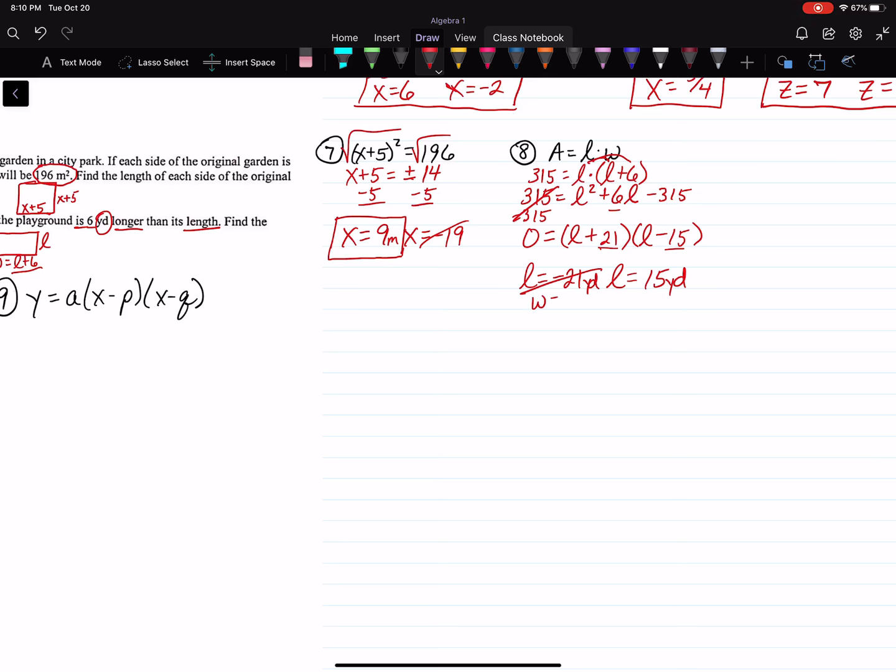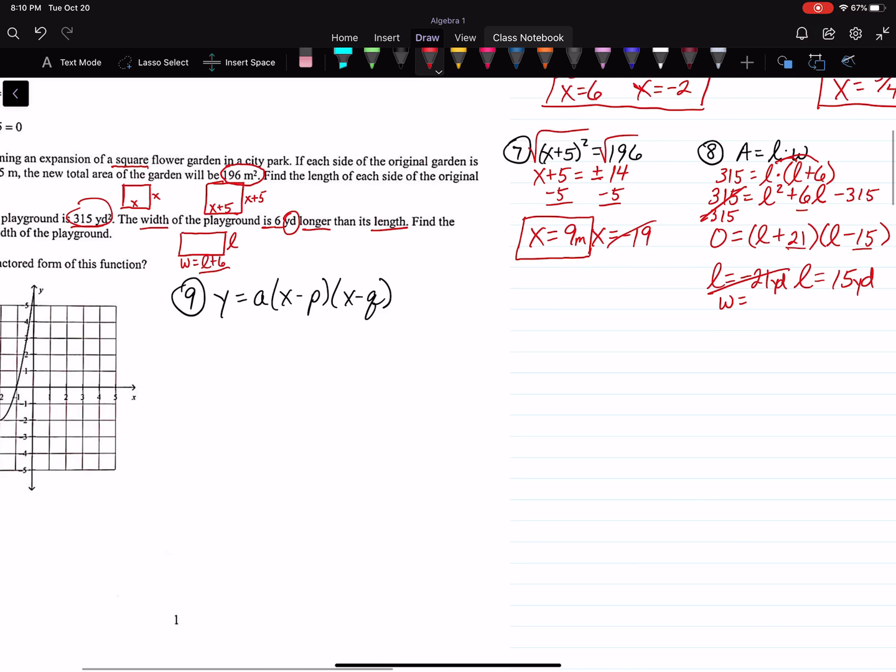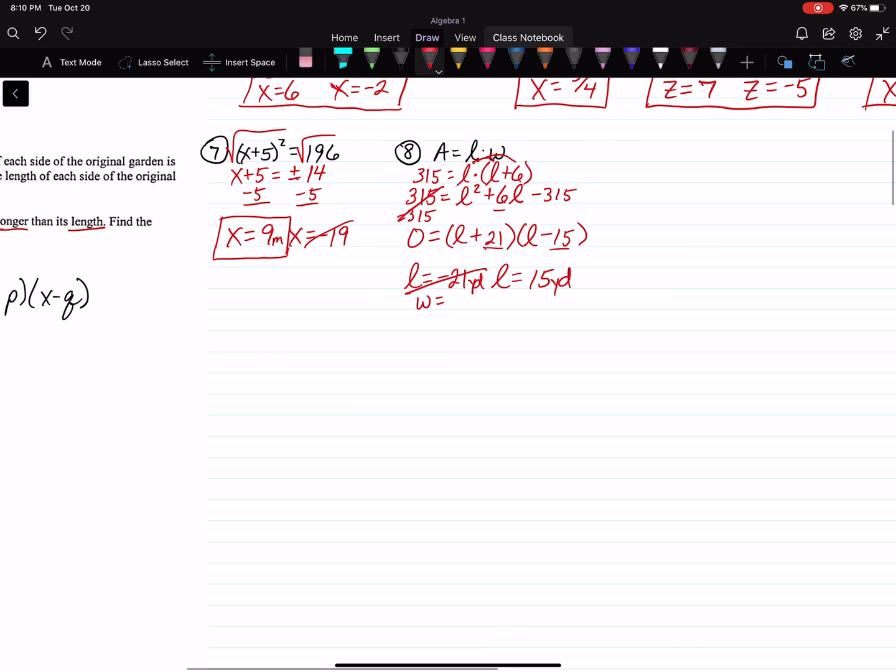The width, if you don't remember, was equal to the length plus 6. So the length is 15 plus 6. The width would be 21 yards. So there's your length, and there is your width. Length is 15 yards, width is 21 yards.